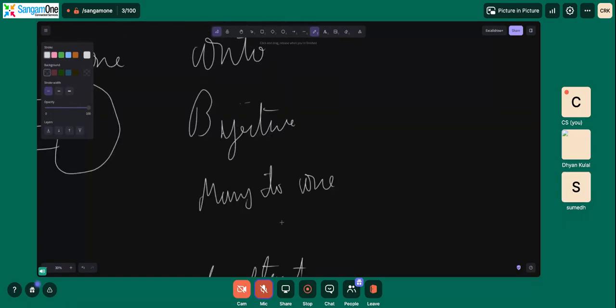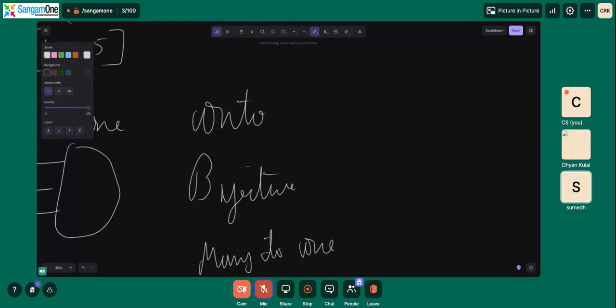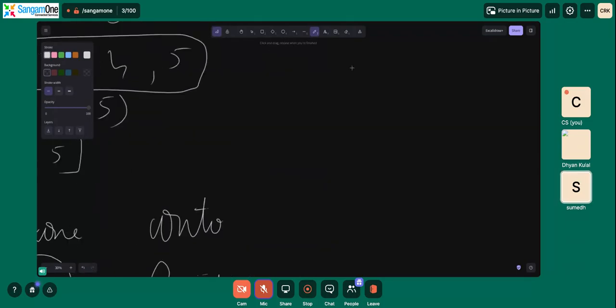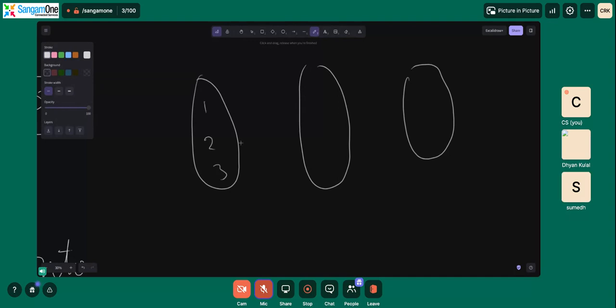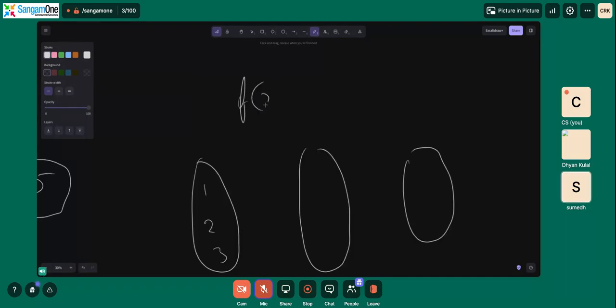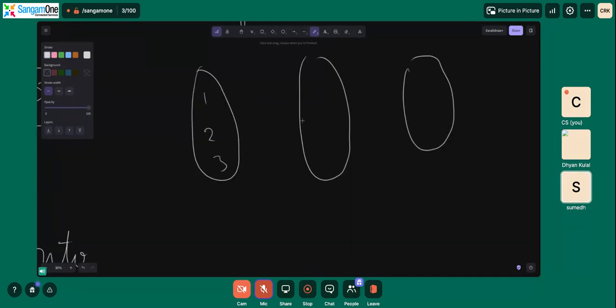Now, what is an onto function? For onto function, there is a topic called codomain. So this is domain, this is codomain, this is range. Let us now try. I will define the codomain for the function f of x equal to x square.